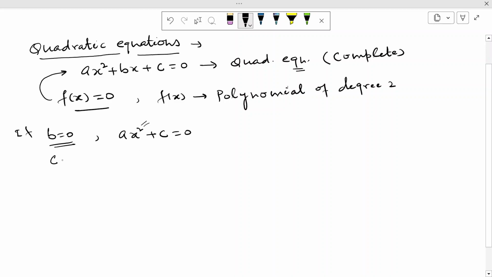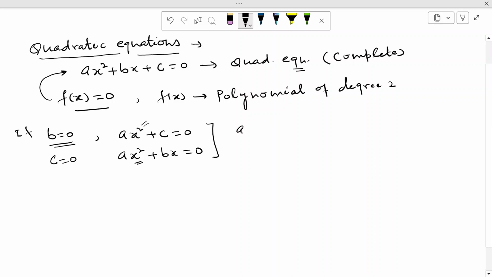Now suppose if your c is 0, then you are having ax square plus bx equals to 0. So again we are having this x square term, so again we are having a degree 2 polynomial here. So this is also our quadratic equation.